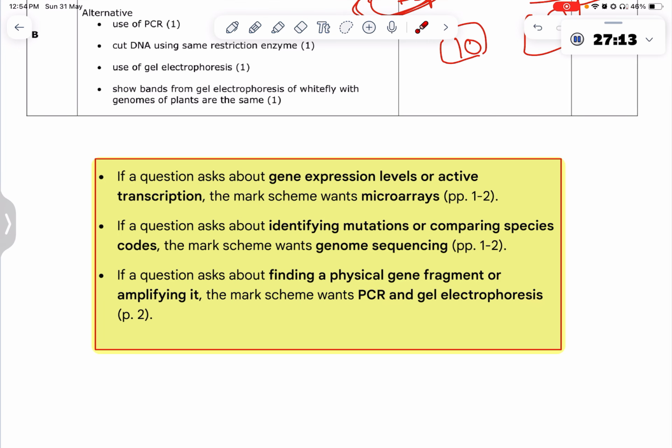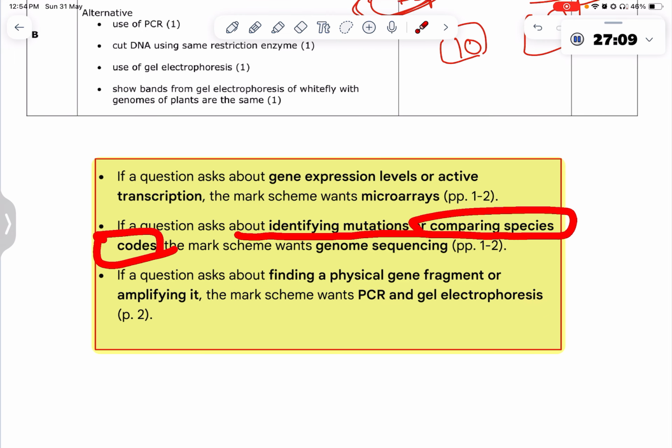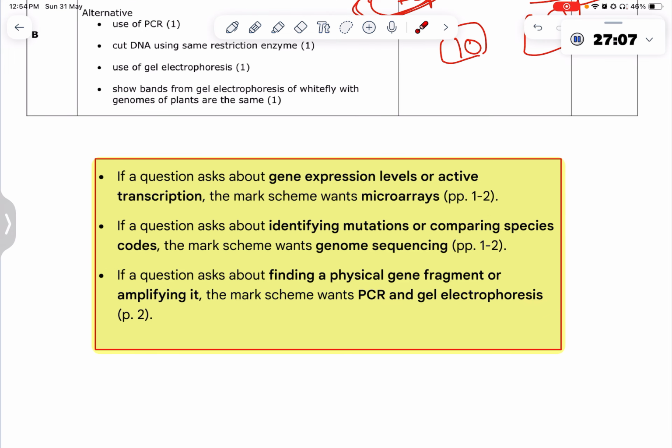If the question asks about identifying mutations or comparing species codes, you compare species, you need to know the homology, the degree of homology between two species. You want to see if they're similar or not, if they share a common ancestor, if they are closely related. So that's all going to be answered by genome sequencing.